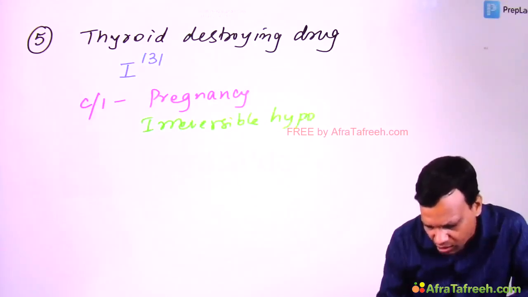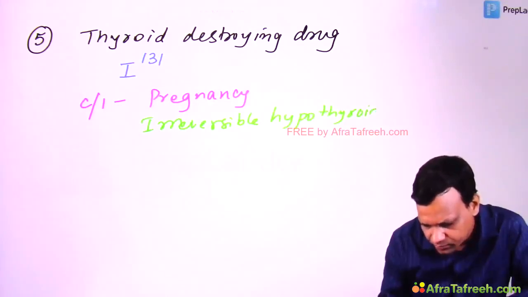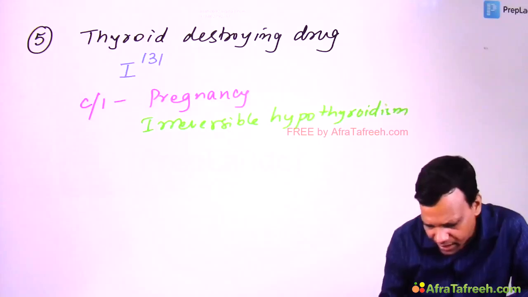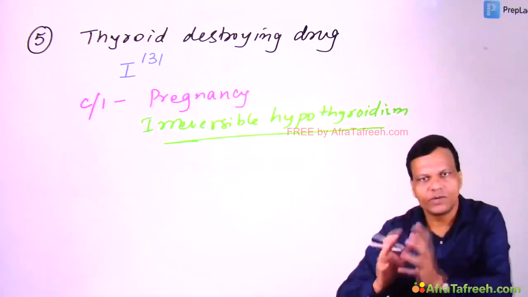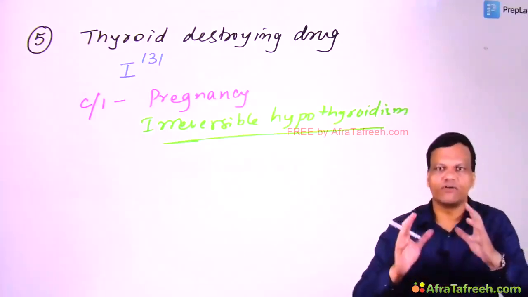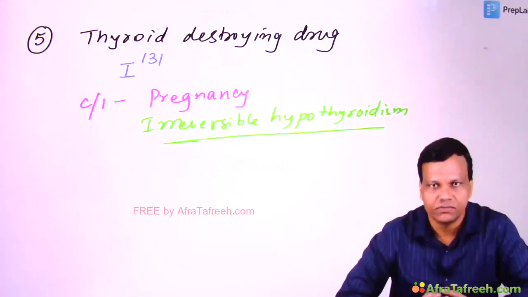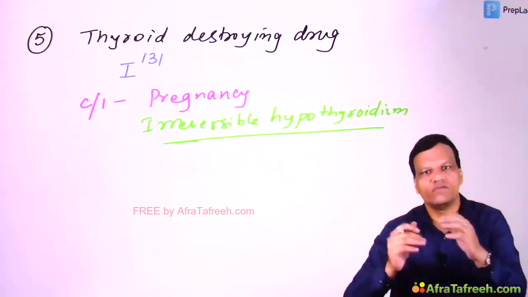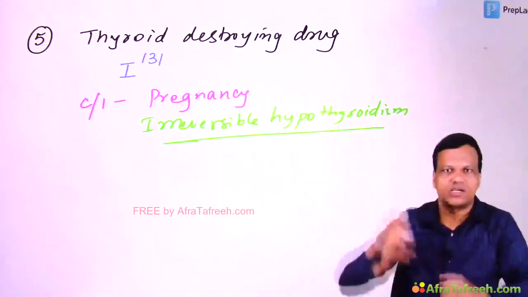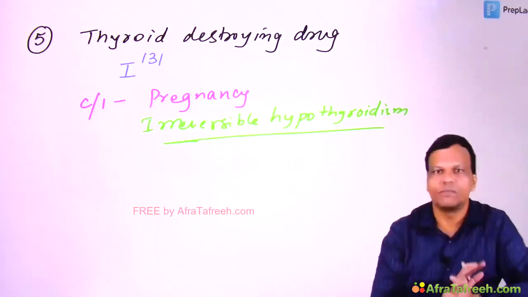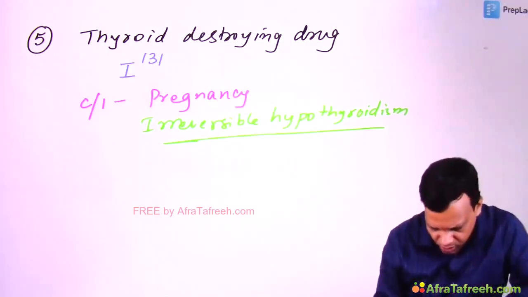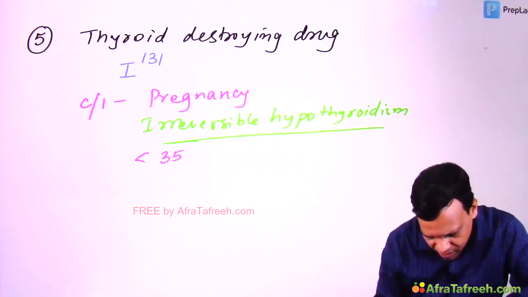Irreversible hypothyroidism. That is the main problem. Permanent hypothyroidism will occur, so it will require lifelong hormone replacement therapy. So we need to give lifelong L-thyroxine to this person. So obviously we will not want to give unnecessary lifelong hypothyroidism for very long periods to a person. So this drug is avoided in young patients. So it is absolutely contraindicated in patients below 35 years of age.